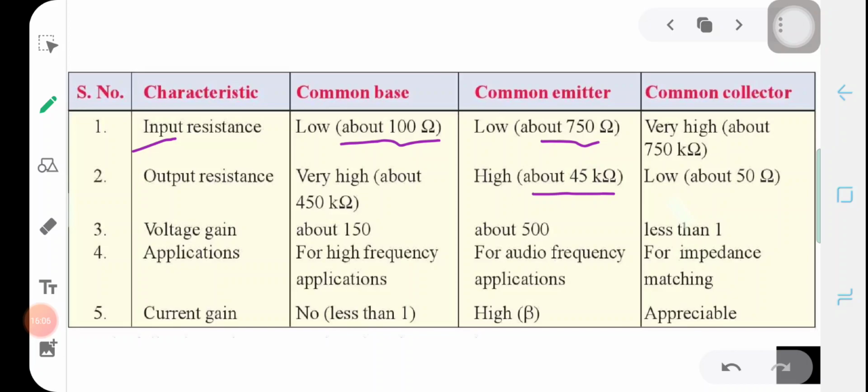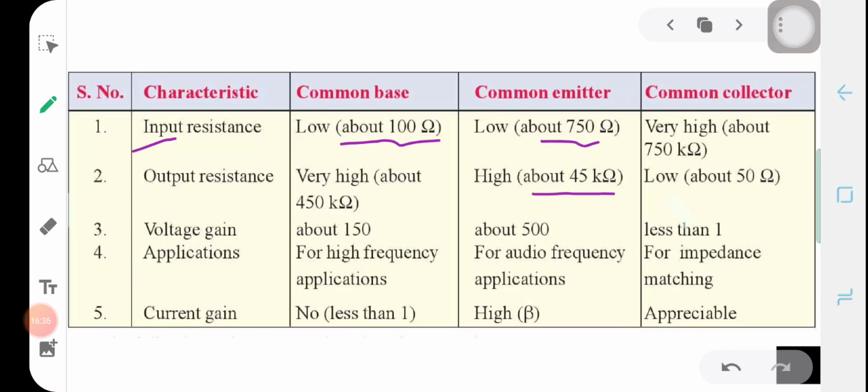That means when we need to have multi-stage amplifiers, that means we will have more than one stage of amplifying actions, we have to connect one amplifier to the other, which is called the coupling. So common emitter transistor amplifier is suitable for the coupling of one stage to another stage. So this common emitter will have that advantage also.